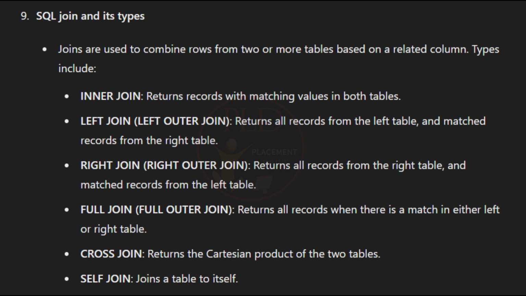the left table. Full join, that is full outer join, returns all the records when there is a match in either the left or right table. Cross join returns the Cartesian product of the two tables, and self join joins a table to itself.